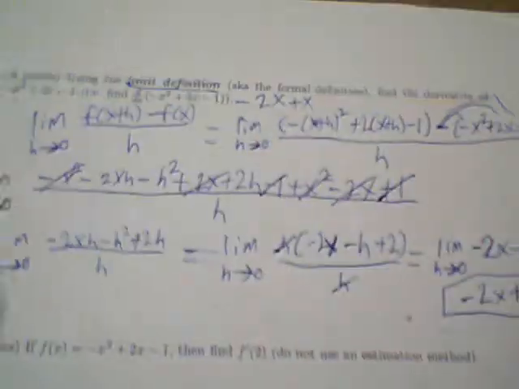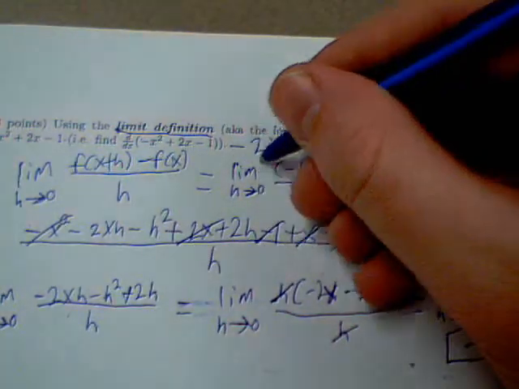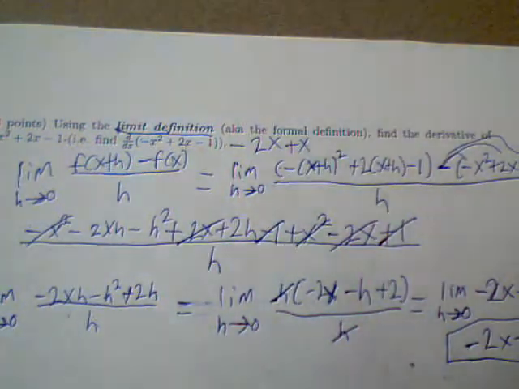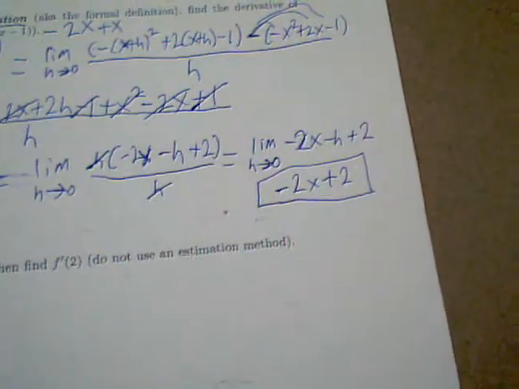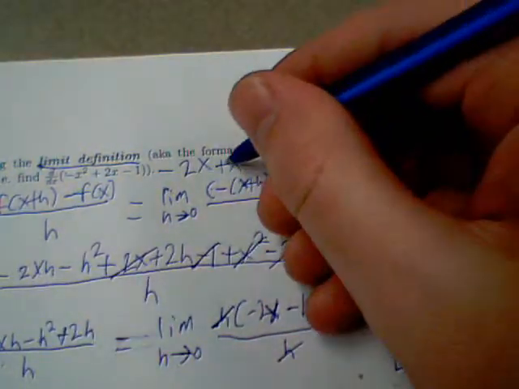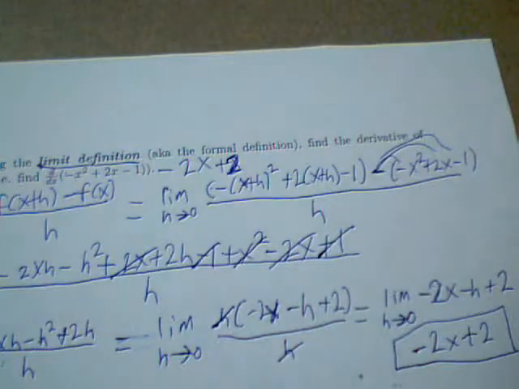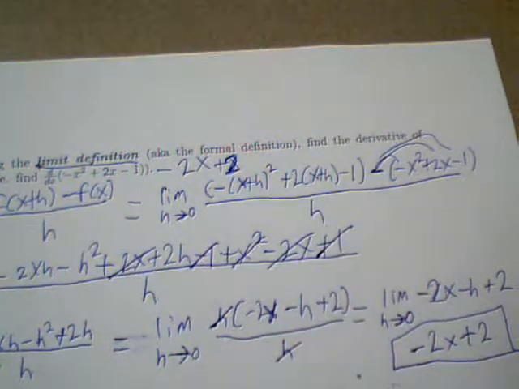And, again, from what we know from the power rule, that is in fact exactly what we get. Negative 2x plus, oops, did I say x up here? That should have been a 2 up here. Negative 2x plus 2.